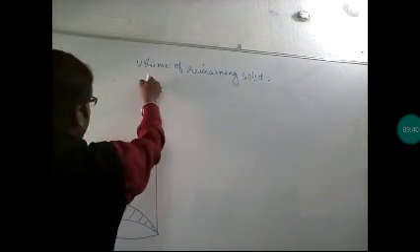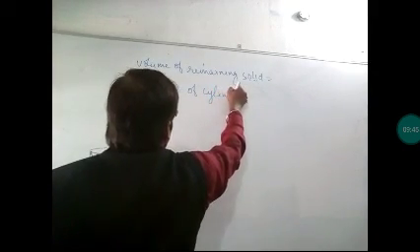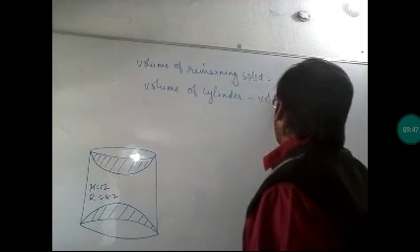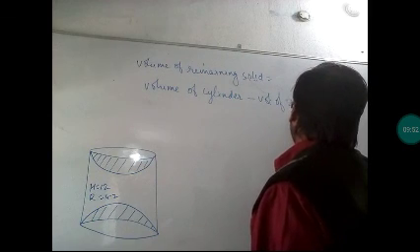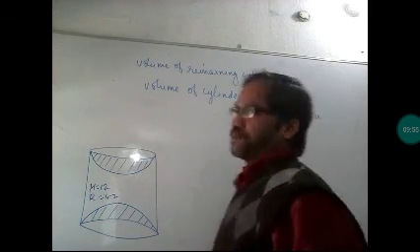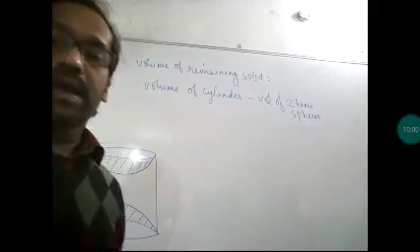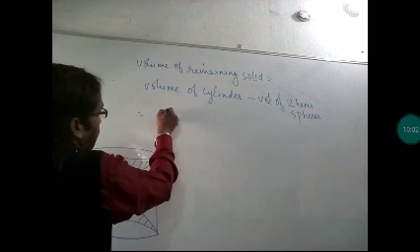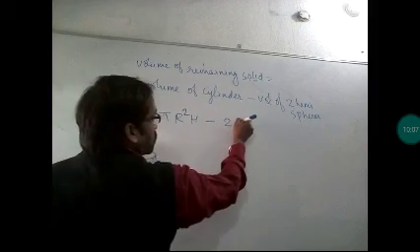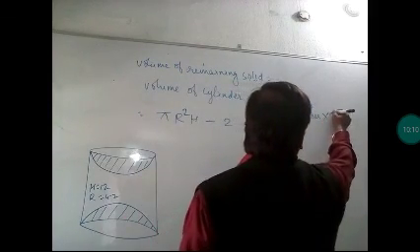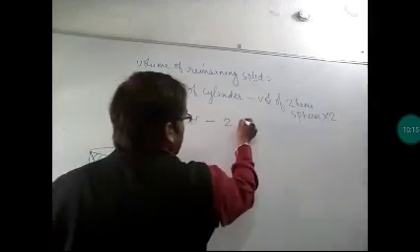So now the volume of the remaining solid is the volume of cylinder from that two hemispheres have been removed. That means this much volume has been removed. So volume of cylinder minus volume of two hemispheres. Clear? So what is the volume of cylinder? You are doing very well. That is pi r square h. And then what is the volume of two hemispheres? So that is 2 into 2 by 3 pi r cube.